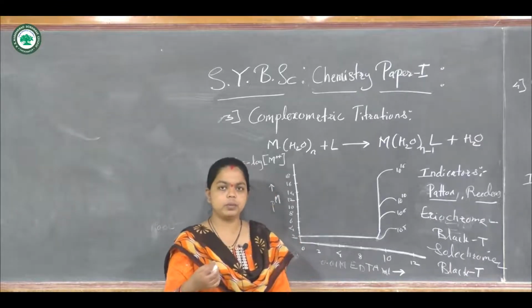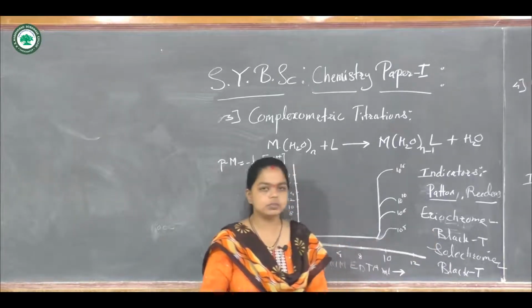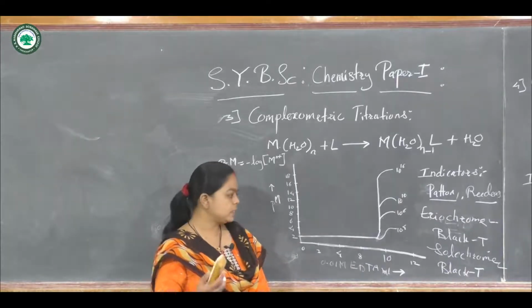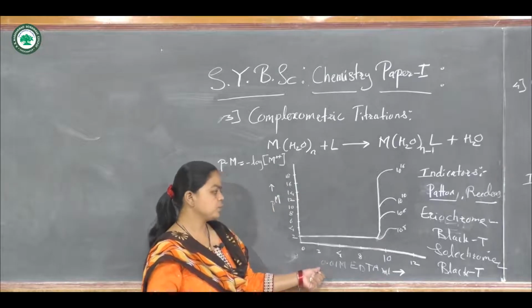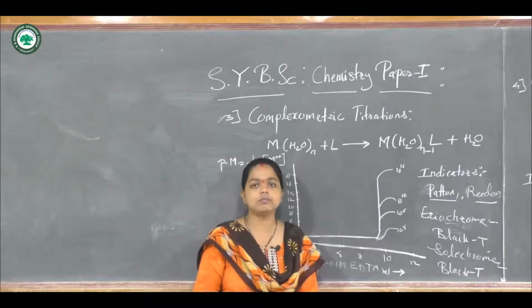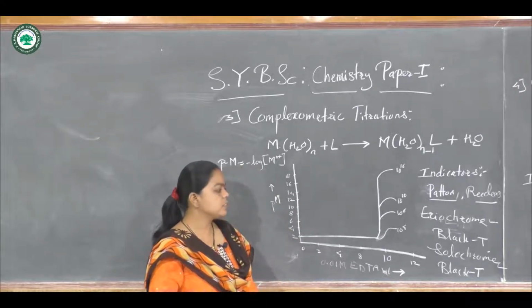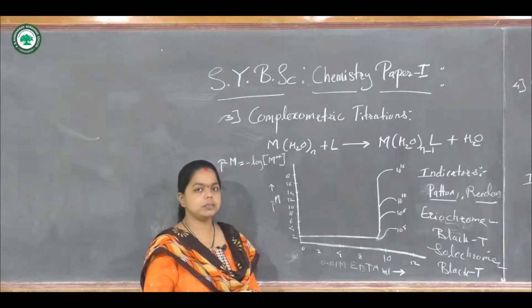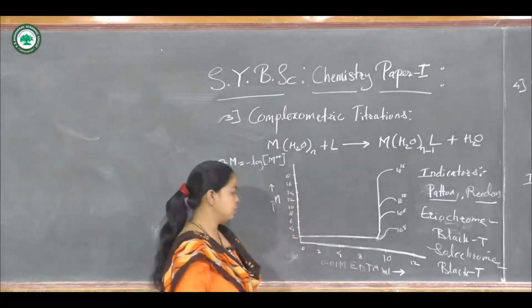So depending upon the indicator, for this type of titration we can use the Eriochrome Black T indicator. It is generally used, and this indicator shows the change in color. It forms a wine red color solution at the end point. So at the end point, a stable complex is formed, and only when this stable complex is formed do we get the change in color.